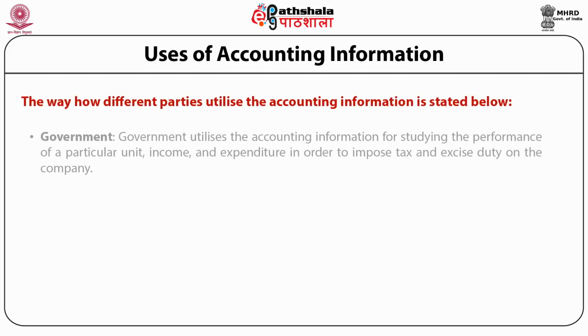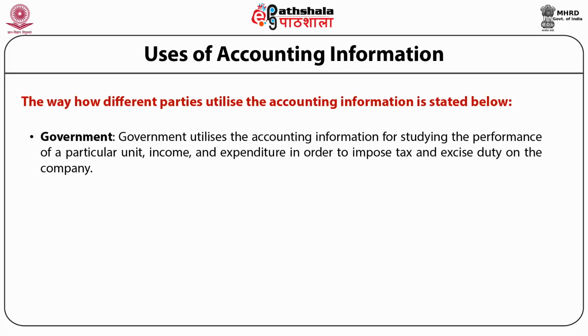Number three, government. Government utilizes the accounting information for studying the performance of a particular unit, income, and expenditure in order to impose tax and excise duty on the company.